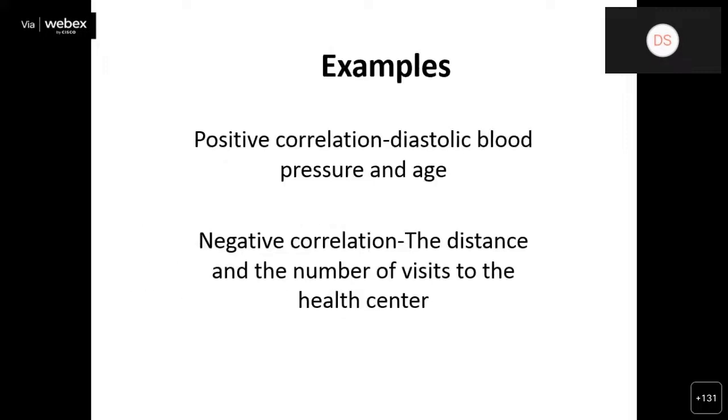An example of positive correlation is diastolic blood pressure and age: diastolic pressure usually increases when age increases. An example of a negative correlation is that when the distance increases, the number of visits to the health center decreases.